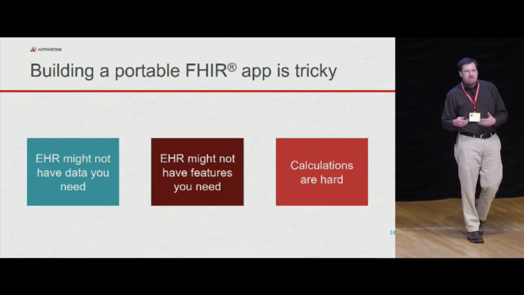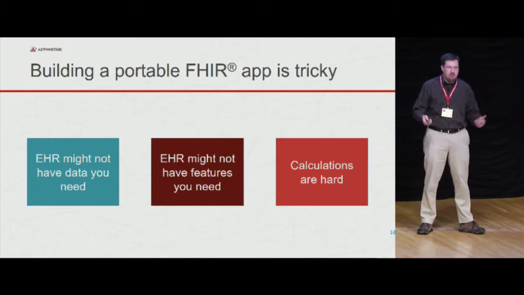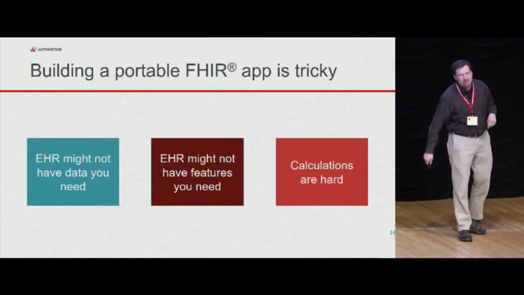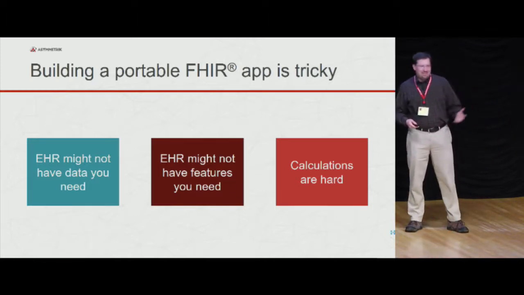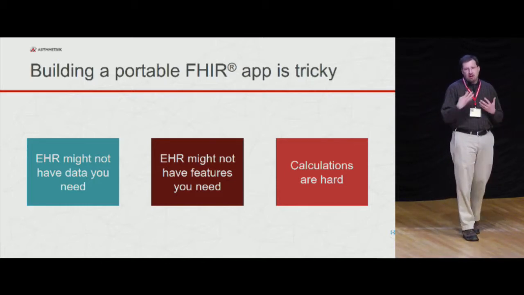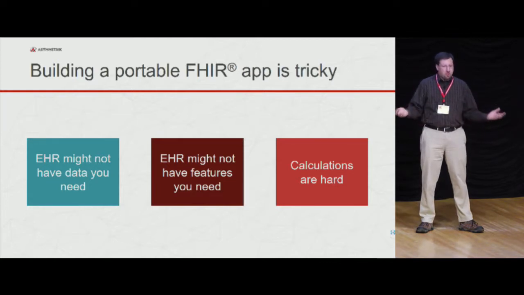The EHR might also not have features you need. Cerner and Epic right now are both in version 2 of the FHIR spec. I should say R2, right? Because V2 is something different. But what if there are resources from FHIR that we need to make our app actually work that are only available in R3 or in R4? What do we do then?